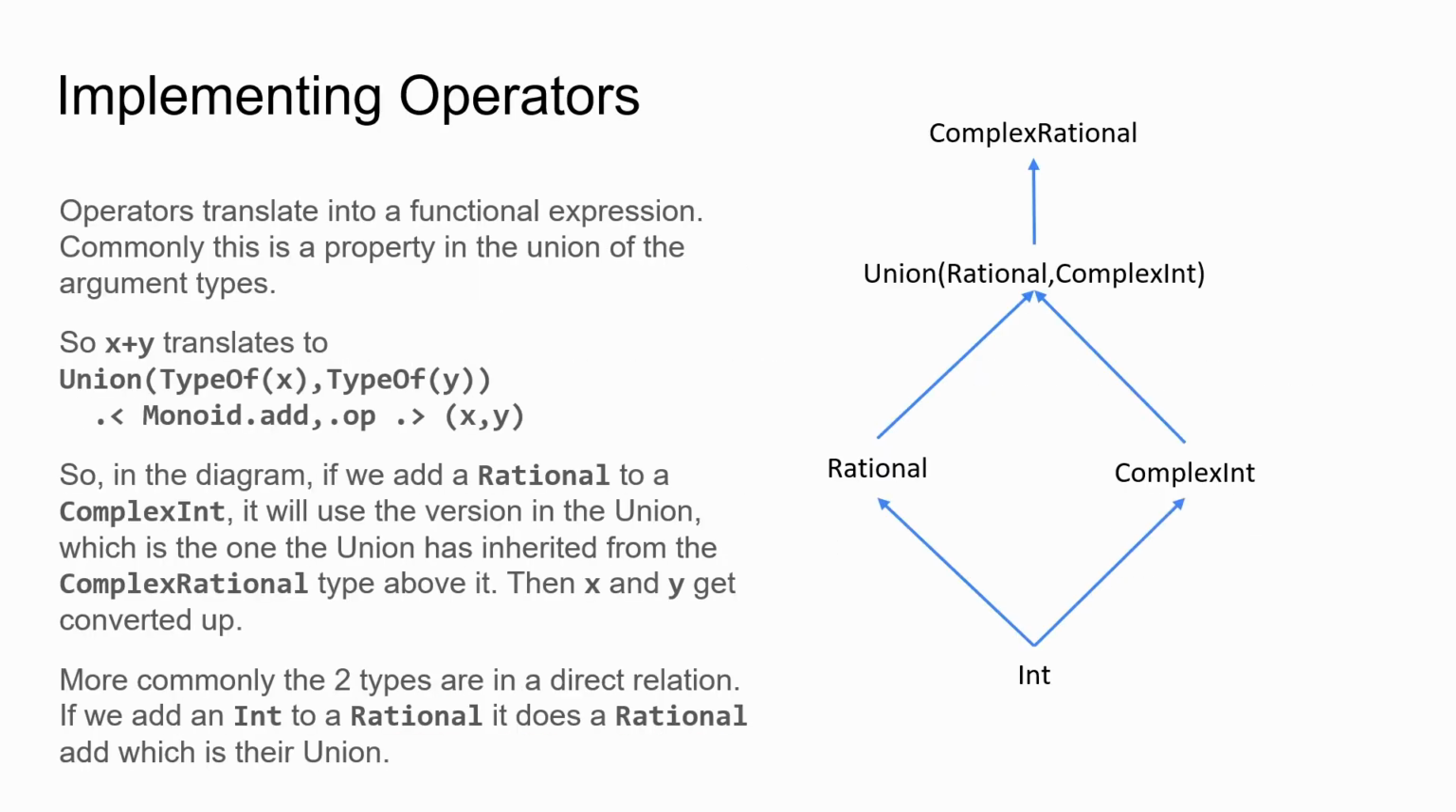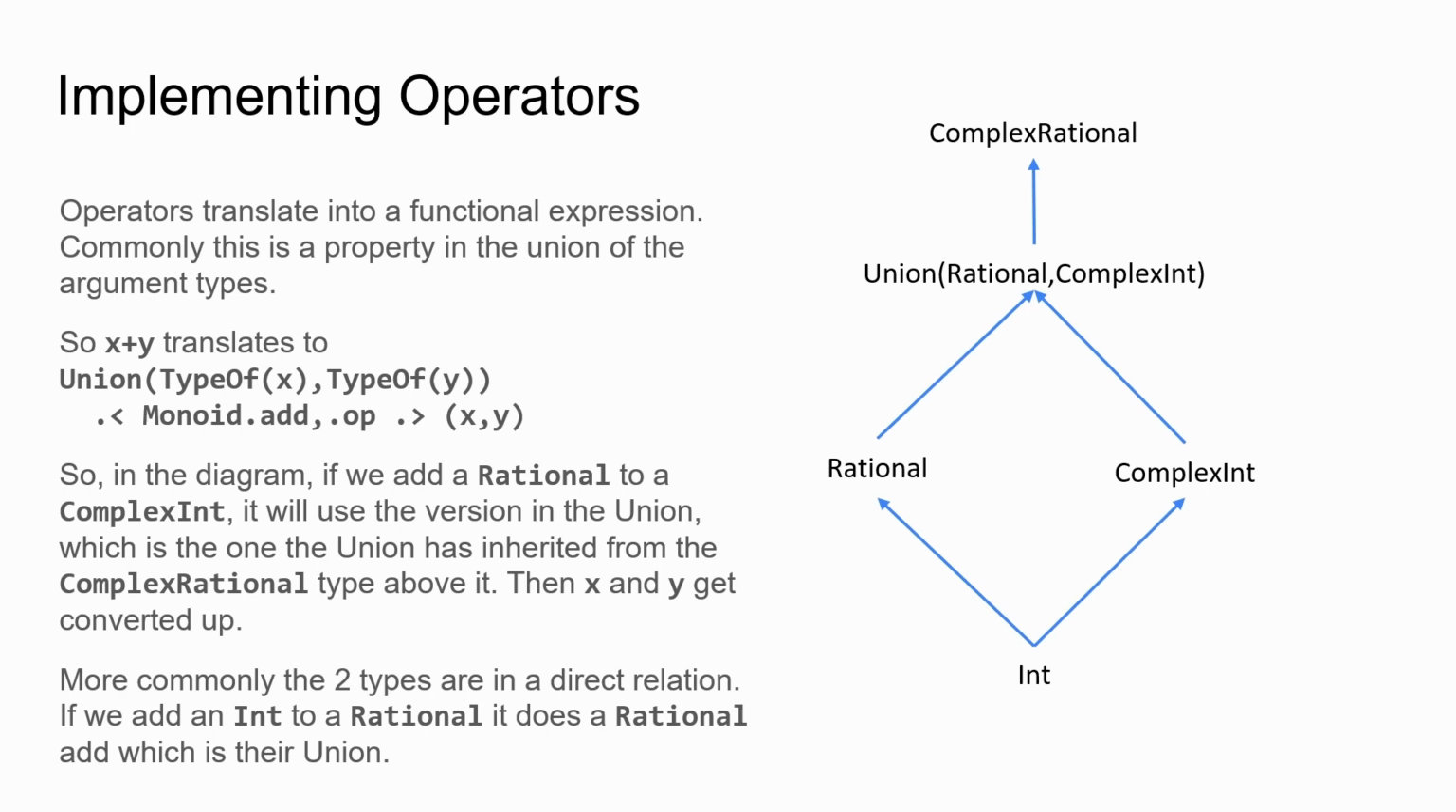So how are operators implemented in Wombat 2? Well, we use the hierarchy. And here's an example of a hierarchy that we might find useful. So integers down the bottom. An integer can be a rational number just by making the denominator 1. It can also be a complex int, which is sometimes called a Gaussian int, by having a 0 imaginary part.